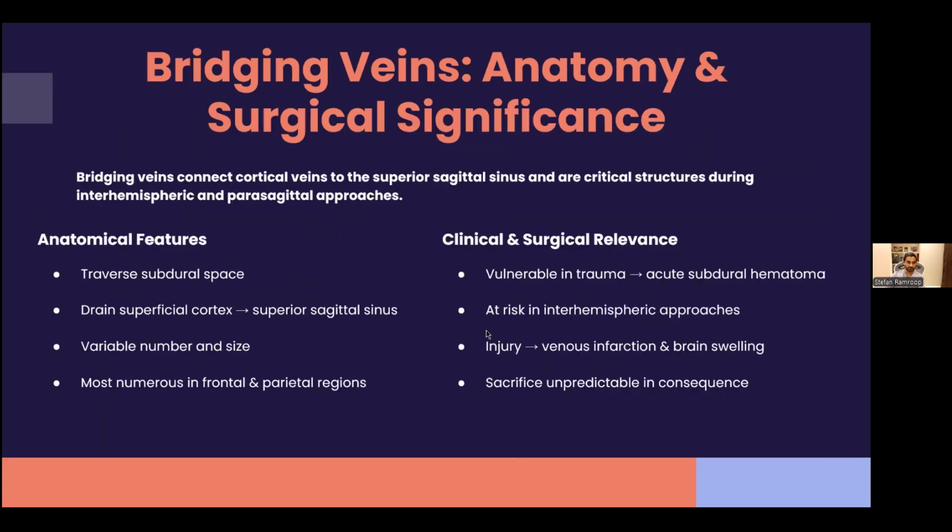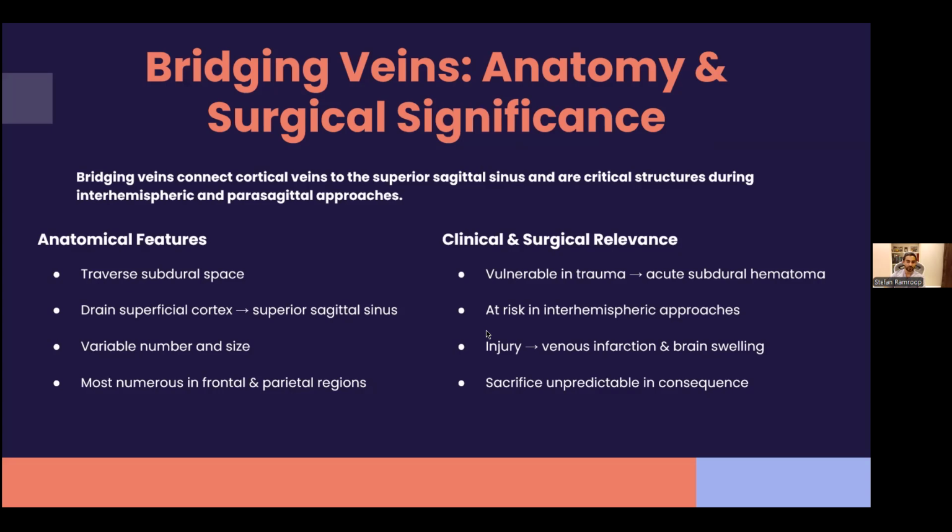Bridging veins are among the most surgically consequential components, as well as the other ones I just mentioned. They connect the cortical surface veins to the superior sagittal sinus by traversing the subdural space. As they pass from the cortical surface through the arachnoid and dura to enter the sinus, they are relatively unsupported at this point. That makes them vulnerable to shearing forces, which is why in trauma or acceleration-deceleration injury, they can tear, resulting in acute subdural hematomas. The bleeding will occur between your dura and arachnoid mater, directly reflecting the course of these veins.